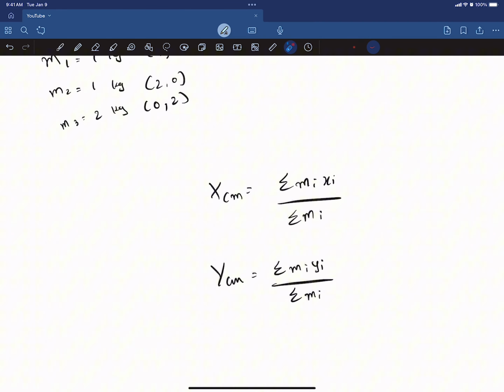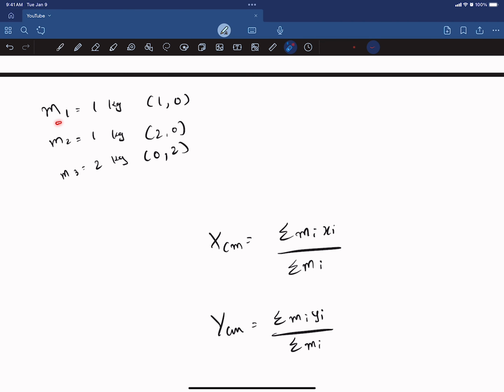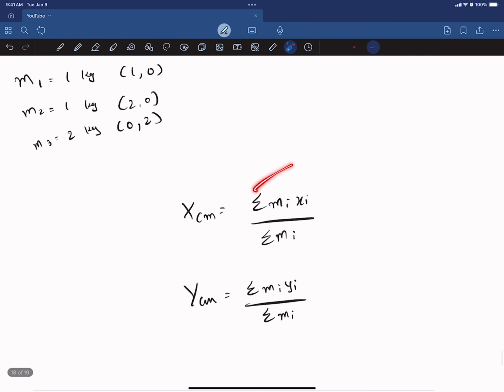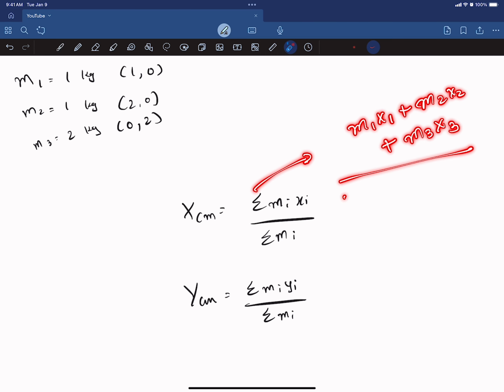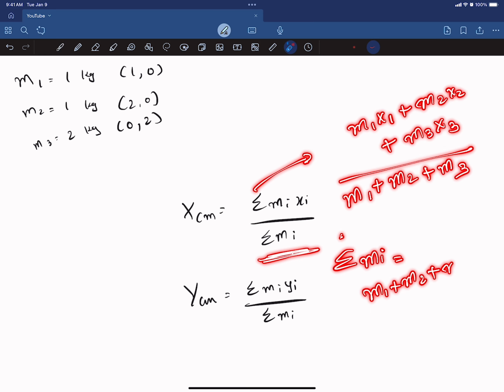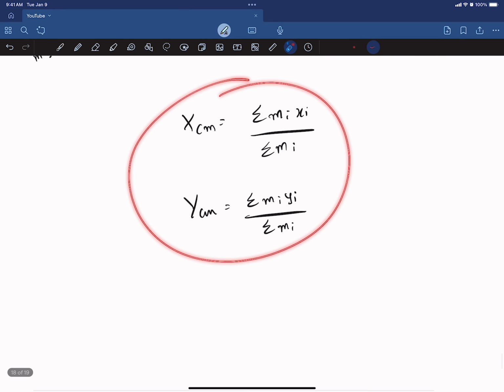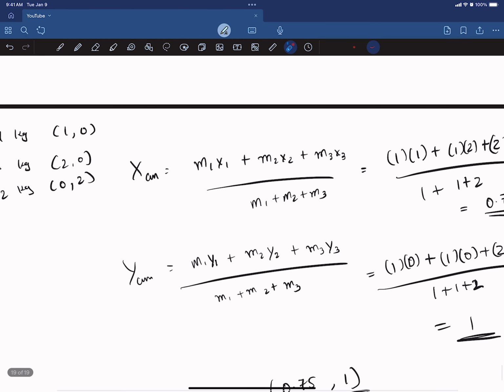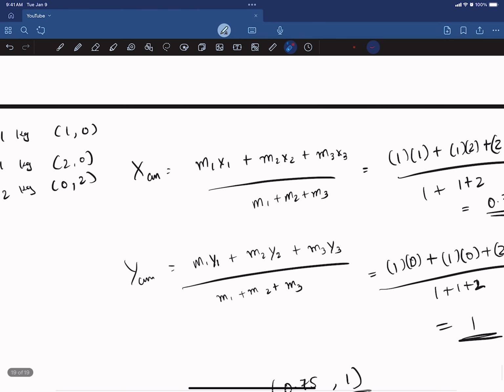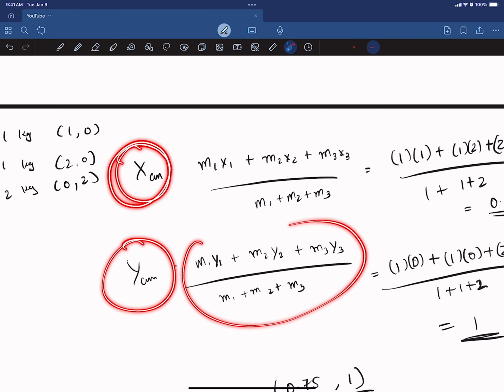This is the summation of all m1 and x1. So here, what is our m1 and x1? This is our m1 and this is x1. This is m1, x1, m2, x2, m3, x3. And this is m1, y1, m2, y2, m3, y3. So this means m1 x1 plus m2 x2 plus m3 x3, whole divided by m1 plus m2 plus m3. The summation of mi means m1 plus m2 plus m3 and so on. So we'll use this formula. This is what our equation will look like for the x coordinate and y coordinate.